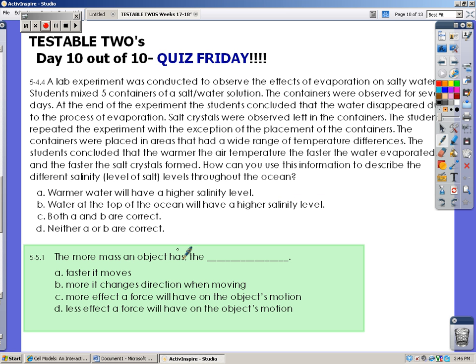And the more mass an object has, the less effect a force will have on it. Think about pushing a bowling ball. My circles aren't coming out like I want them to. A bowling ball versus a ping pong ball. If you apply the same amount of force, this one's going to move much farther than this one with the same amount of force. So the more mass, the less effect a force will have on that object.